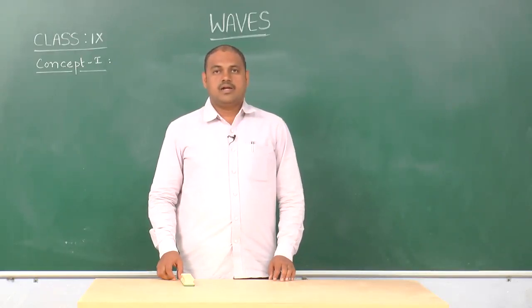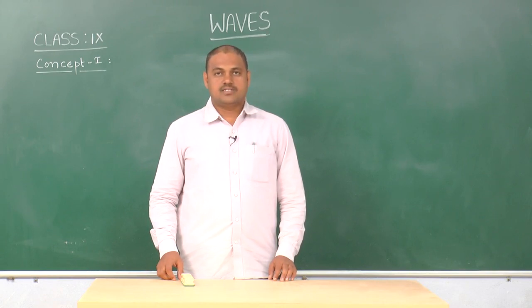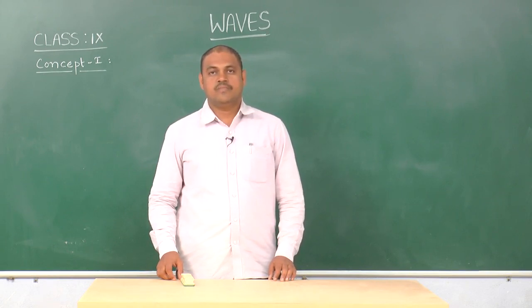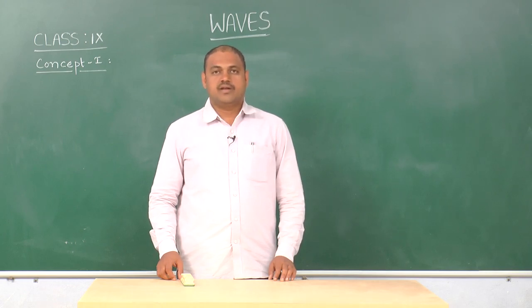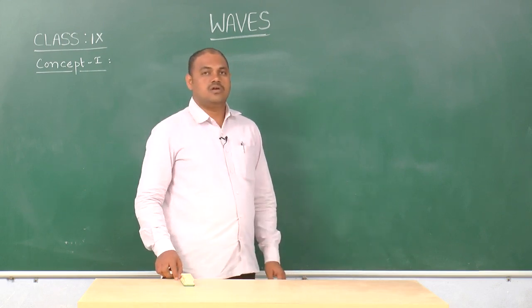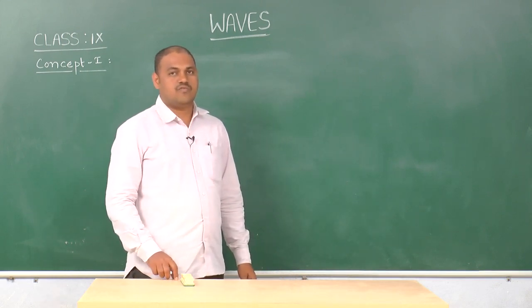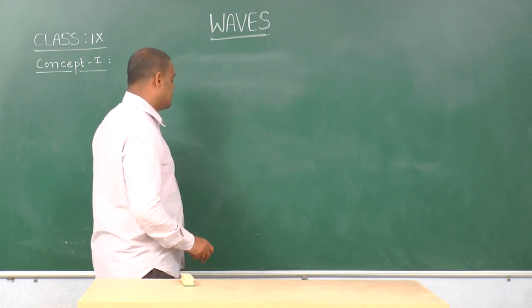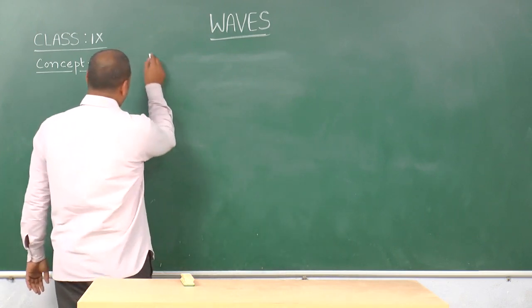Depending on the direction of movement of particles relative to the direction of propagation of the wave, mechanical waves are divided into two types. The first one is transverse waves and the second one is longitudinal waves. Now, we have to know about these two types of waves. The first one is transverse progressive waves.